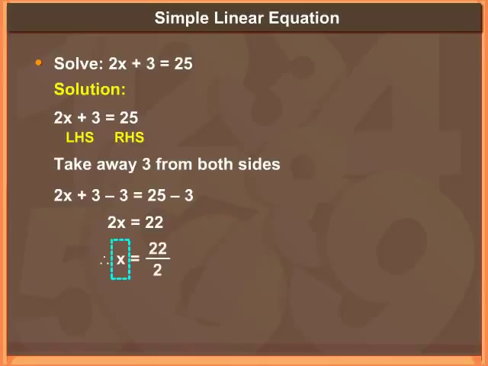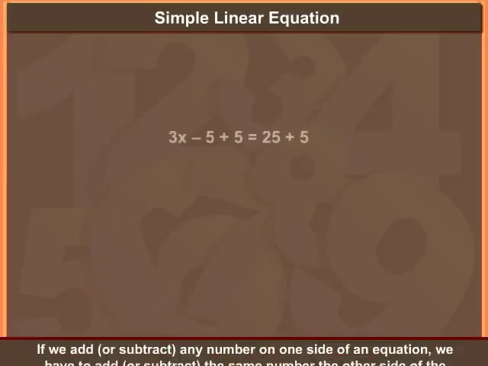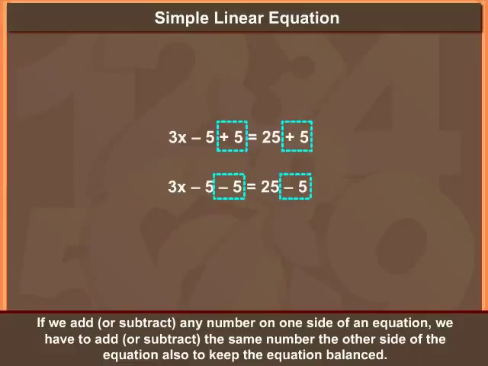Therefore, the value of x is equal to 22 divided by 2. Therefore, we get x equal to 11. This is the solution of the equation. So if we add or subtract any number on one side of an equation, we have to add or subtract the same number on the other side of the equation also, to keep the equation balanced.